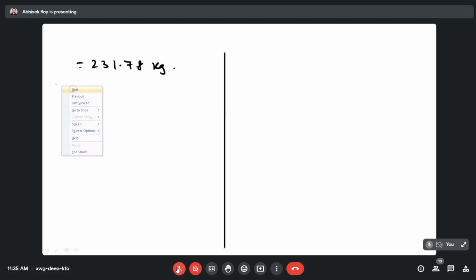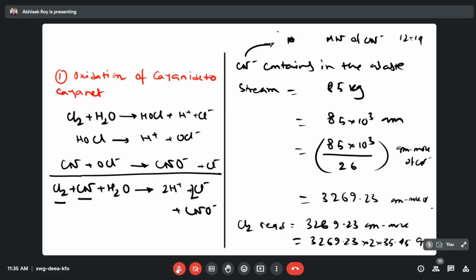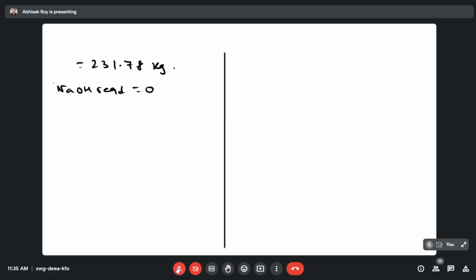And what is the NaOH requirement? NaOH required will be 0. See, in the first step, in the equation, you don't require any NaOH, right? So NaOH required will be 0 and Cl2 required is 231.78 kg. First step to solve হয়ে গেছে, cyanide to cyanate, this is done, right? এটা হয়ে গেছে? Yes, sir. Okay.